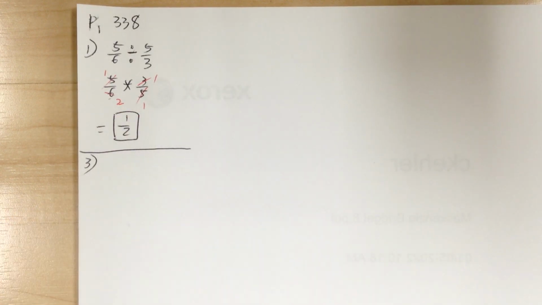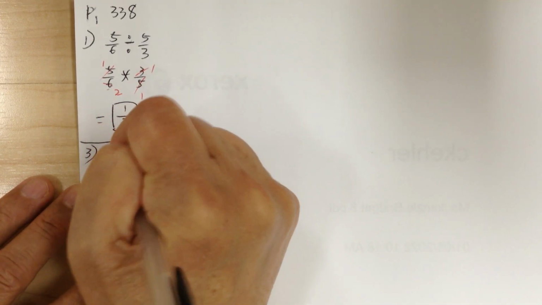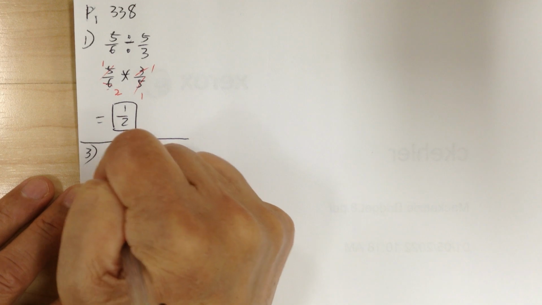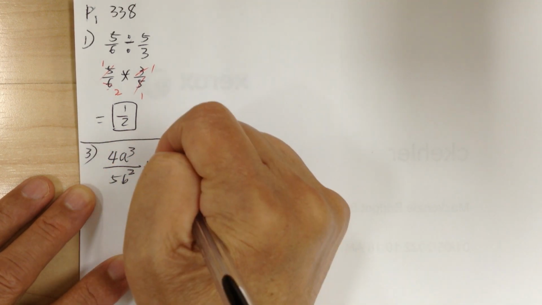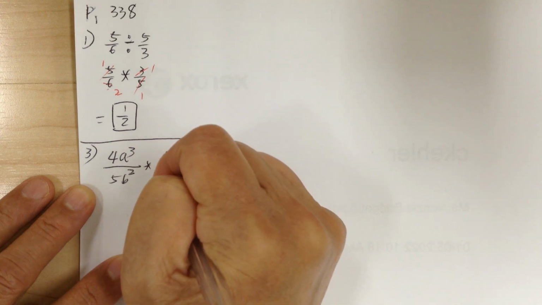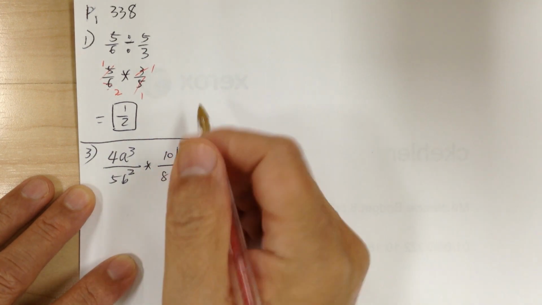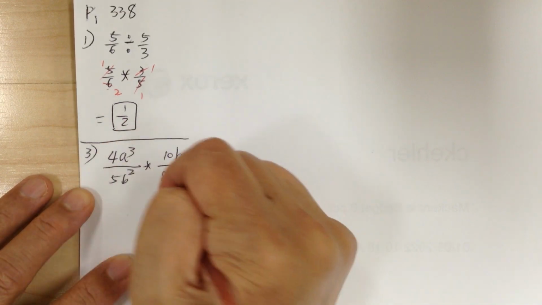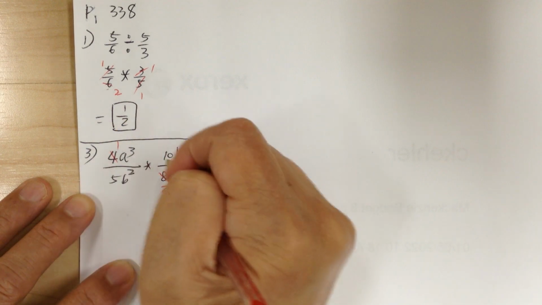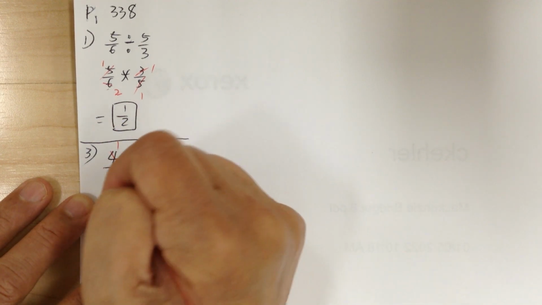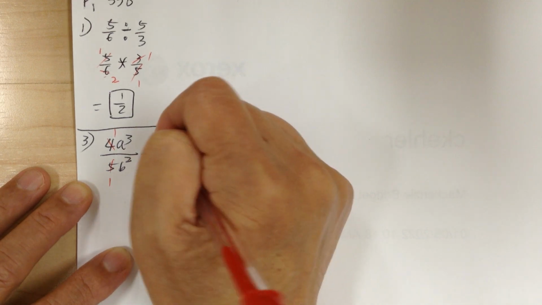Okay, number 3. You got 4a cubed over 5b squared times 10b over 8a squared. Okay, so that's going to cancel things out. So 4 and 8, you can divide by 4, so you get 1 and 2. And 5 and 10, you can divide by 5, so you get 1 and 2. And 2 and 2 can cancel out.